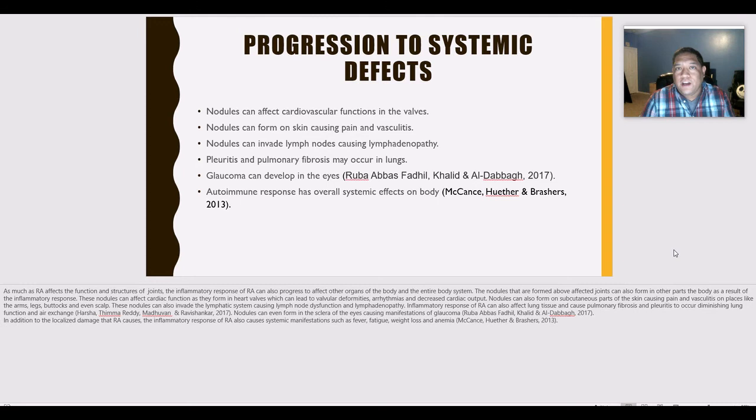As with many other autoimmune diseases, there can also be systemic effects. With RA, people can have symptoms of fever and malaise.